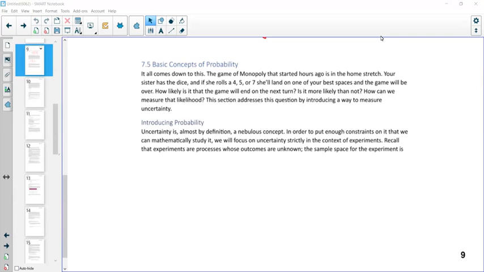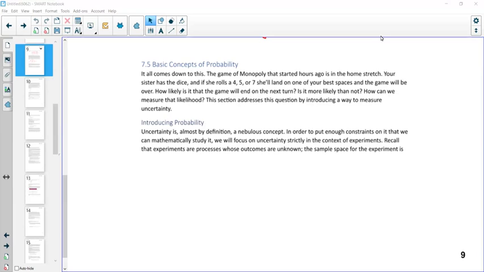The game of Monopoly that started hours ago is in the home stretch. Your sister has the dice, and she rolls a 4, 5, or 7. She'll land on one of your best spaces, and the game will be over. How likely is it that the game will end on the next turn? Is it more likely than not? How can we measure that likelihood?